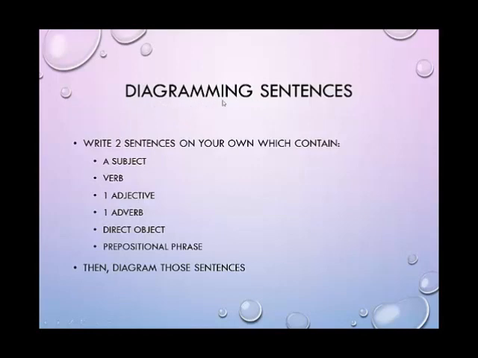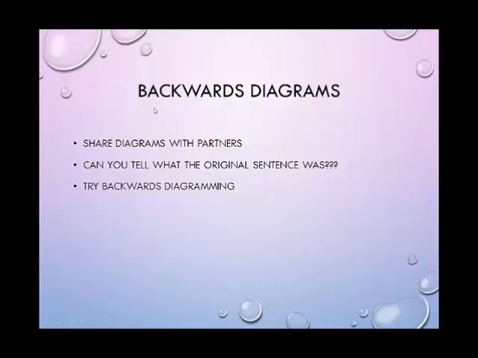Diagramming sentences. Write two sentences on your own which contain a subject, a verb, one adjective, one adverb, a direct object, and a prepositional phrase. Then diagram those sentences. Backwards diagrams. Share diagrams with partners. Can you tell what the original sentence was? Try backwards diagramming.